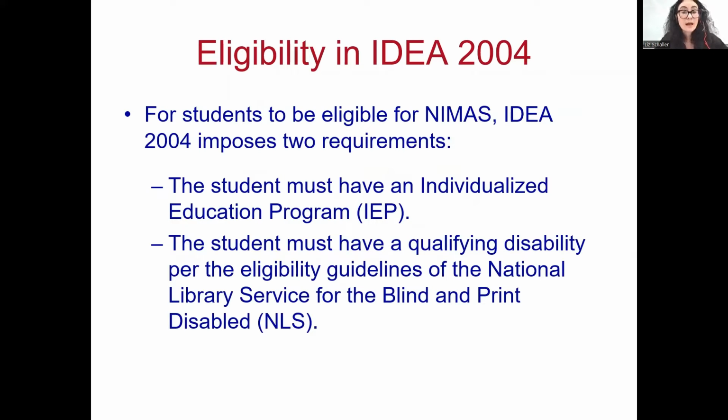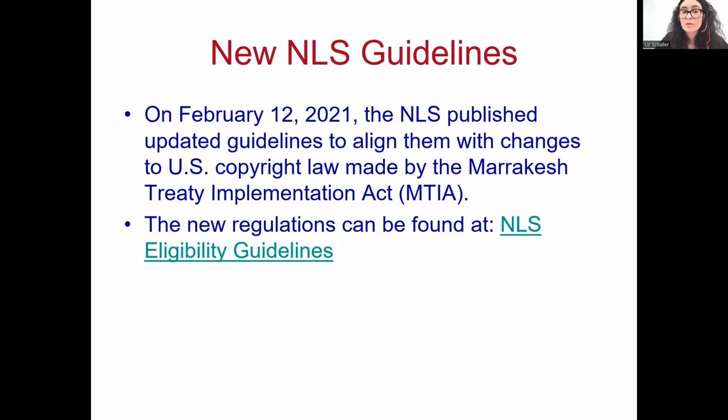So for students to be eligible for NIMAS, IDEA 2004 imposes 2 requirements. The student must have an IEP, and the student must have a qualifying disability per the eligibility guidelines of the National Library Service. On February 12th, 2021, the NLS published updated guidelines that align them with changes to U.S. copyright law made by the Marrakesh Treaty. And those new regulations can be found at the NLS Eligibility Guidelines link in the slides.